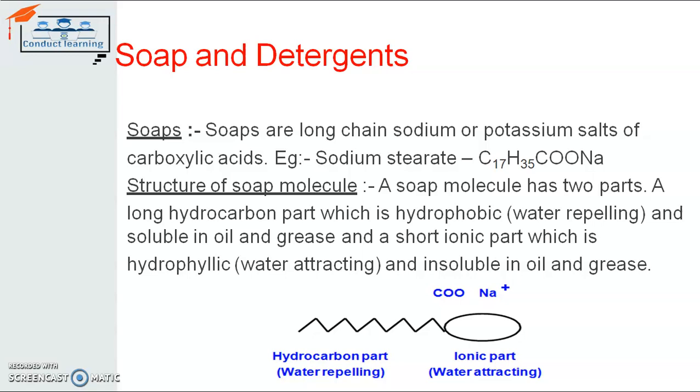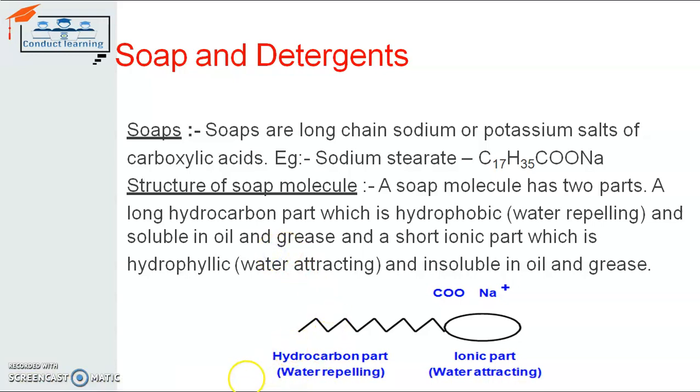If we talk about its structure, it basically contains two parts. One is a hydrocarbon part and another is an ionic part. That is to say, one contains covalent bonds and the other contains an ionic bond. So we discuss them one by one. A soap molecule contains two parts. First is a long chain hydrocarbon part, which is hydrophobic. It repels water and is soluble in oil, grease, whatever dirt is there on the cloth.